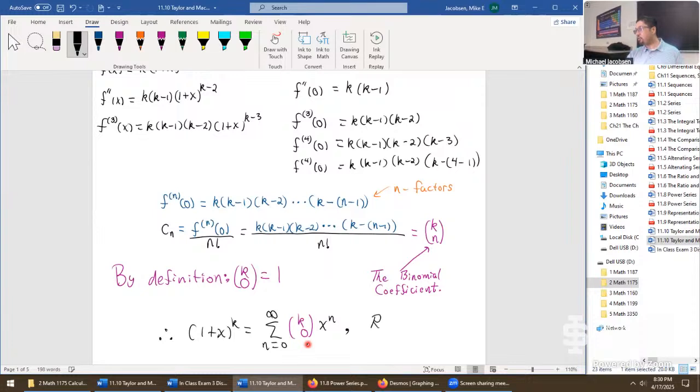And a fact about this binomial series is that the radius of convergence on this is just 1. We could show it by the ratio test, but you can see already, the ratio test is going to be interesting on this one.